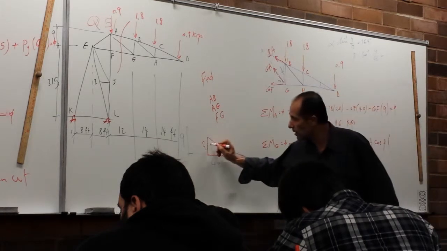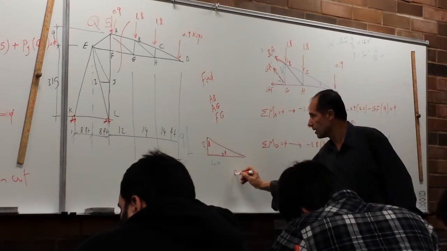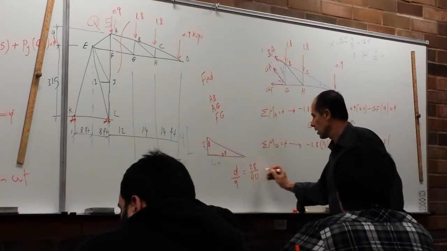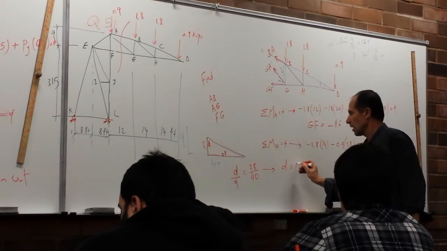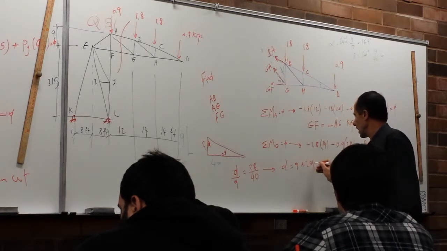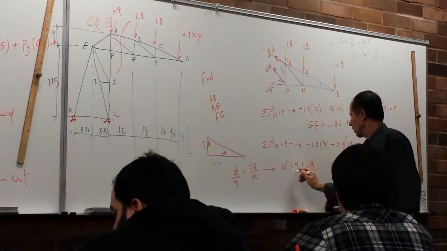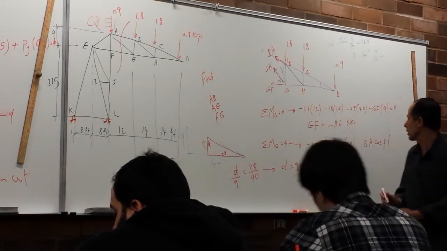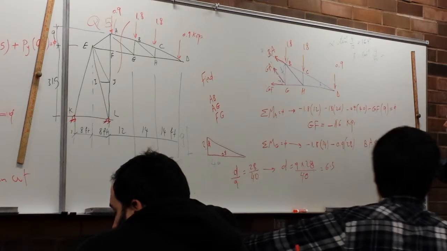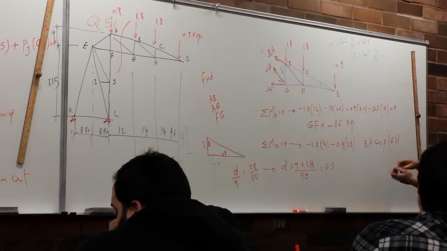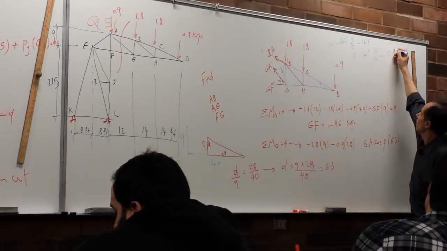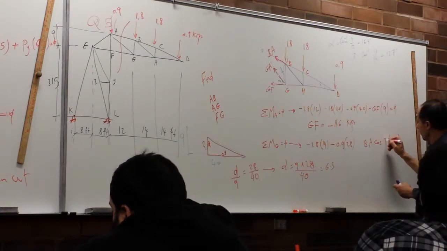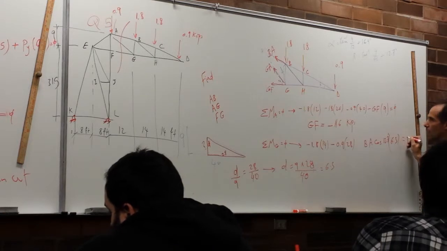So, let's call it D. D over 9 equal 28 over 40. From here, D equal 9 times 28 over 40. What is D, please? 6.3. So this is 6.3. What was beta, guys? Any answer for beta? 12.7. 12.7 equals 0.